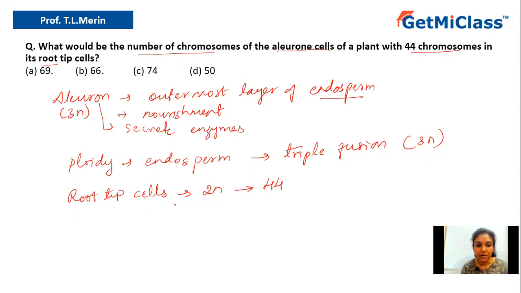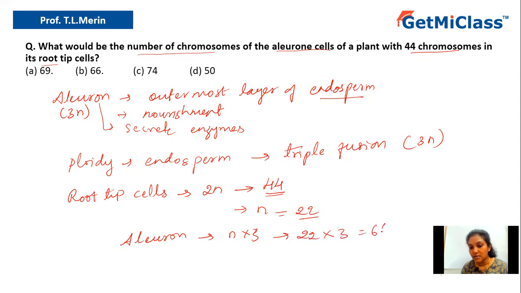Since the diploid cell has 2n and the total number of chromosomes is 44, what will be n? n will be 44 divided by 2, that is equal to 22. So the haploid number will be 22. But in case of aleurone, it is nothing but n into 3, that is 22 into 3. So what will be the answer? 66. So the 3n in case of aleurone will be equal to 66 chromosomes.